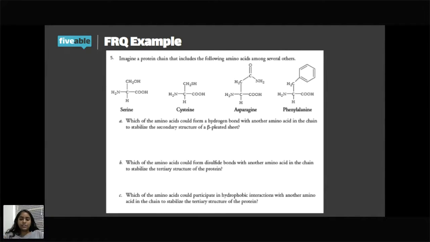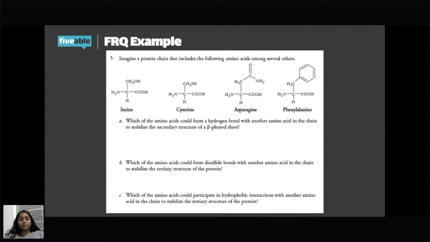And then in asparagine, we see that there's the nitrogen bonded with hydrogen. So we also know that that one could potentially bond with other molecules. B is asking which of the amino acids could form disulfide bonds with another amino acid in the chain to stabilize the tertiary structure of the protein.